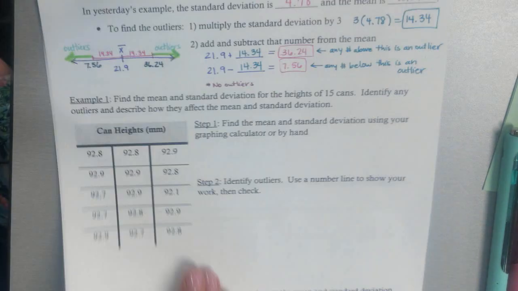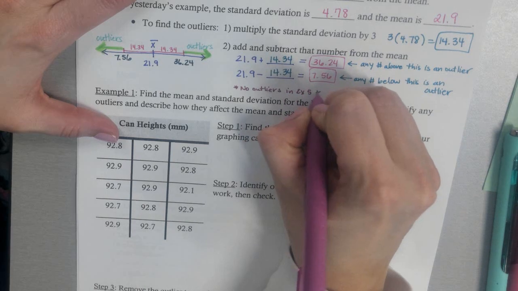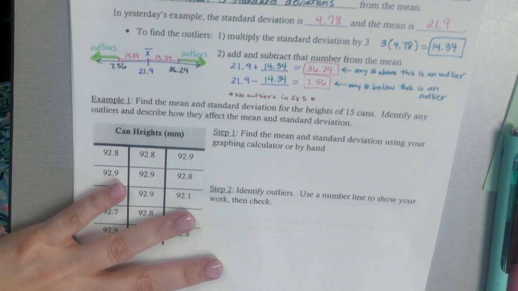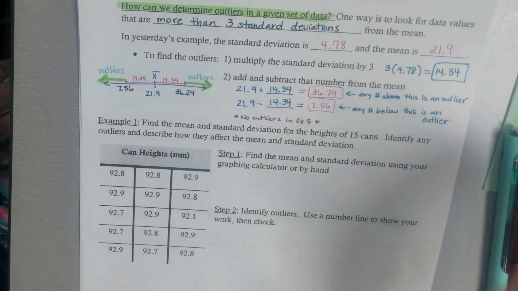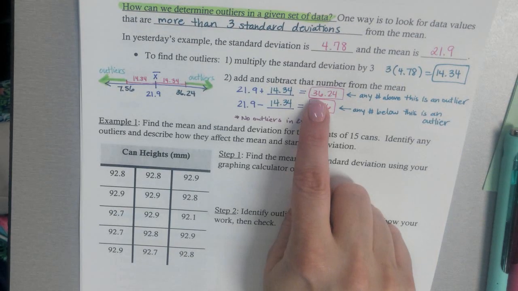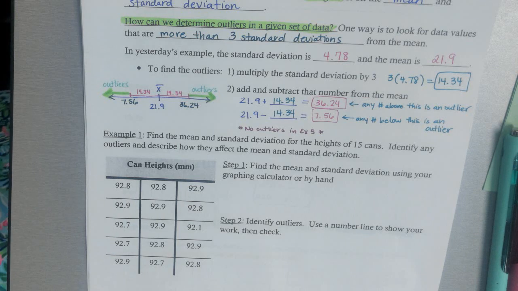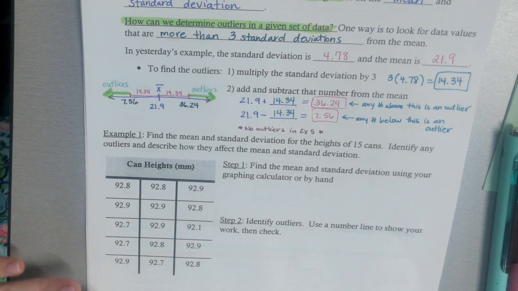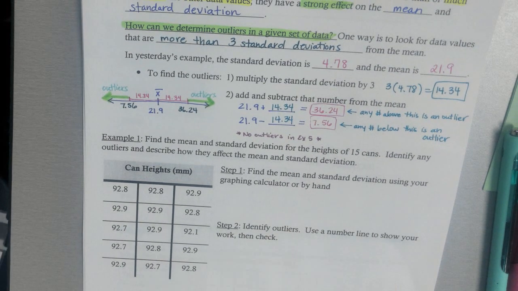That was example 5. So no outliers, and I'm just going to put example 5. There's no numbers that are above this 36 or below this 7.56. Yep. So there's no numbers that are more than 3 standard deviations from the mean, which honestly, in a data set, is a good thing.